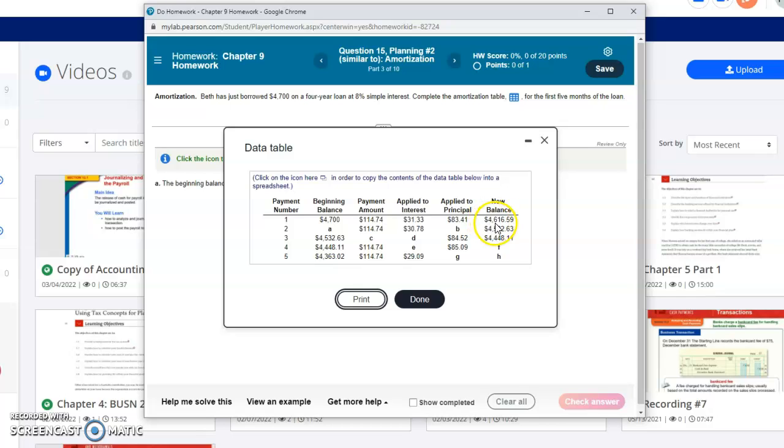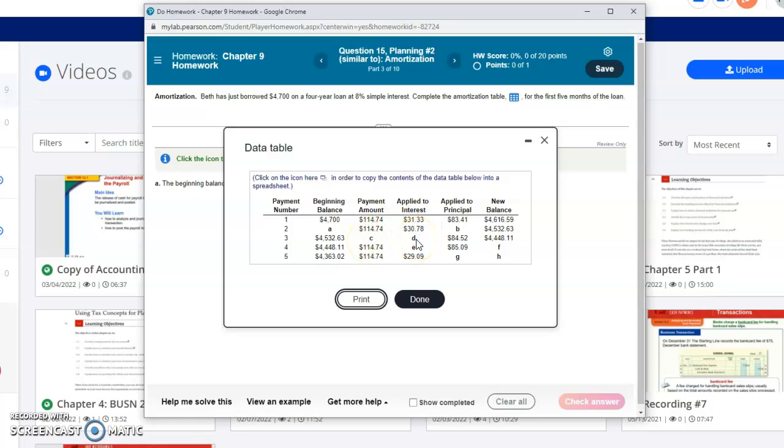So for me, $4,616.59 would be my answer for A. What would be applied to principal? Your payment's never changing. So $114.74 minus my interest of $30.78 would be the difference applied to principal, and that would be your answer for B. For C, it's your payment, $114.74. So again, whatever your amount is, that would be your answer for C.